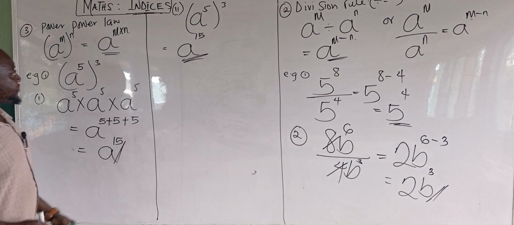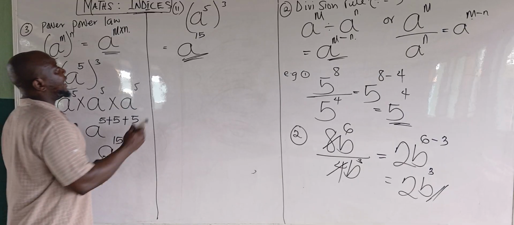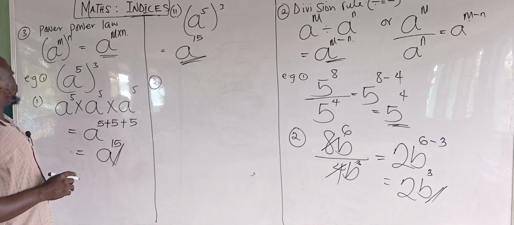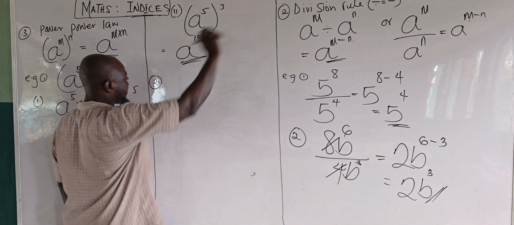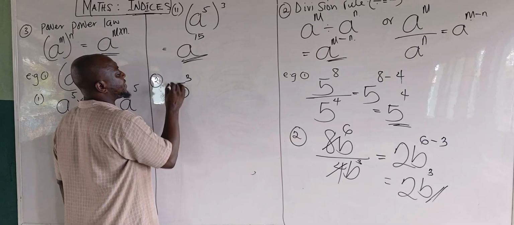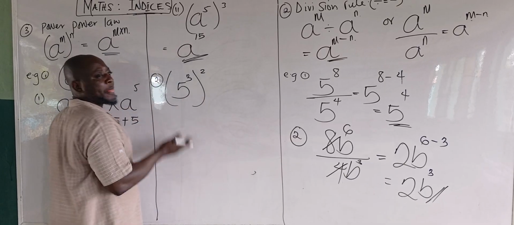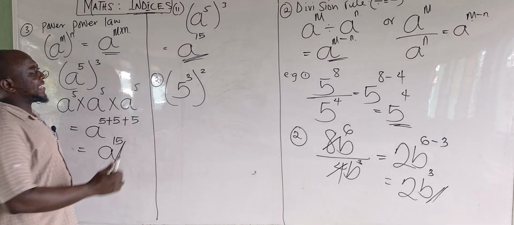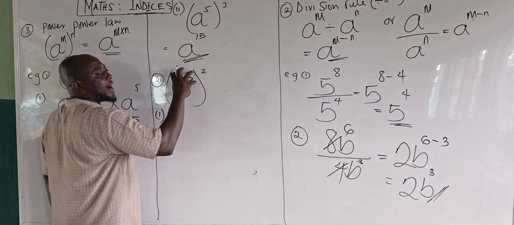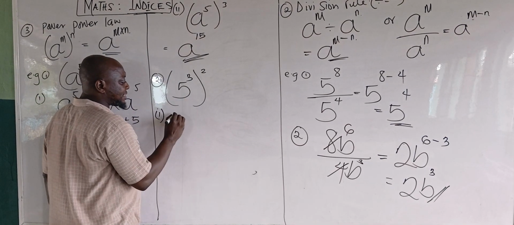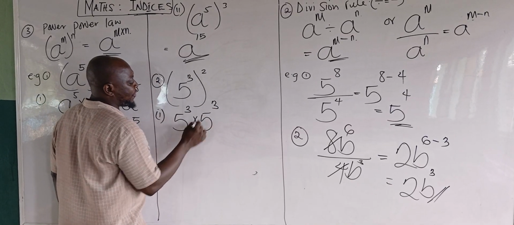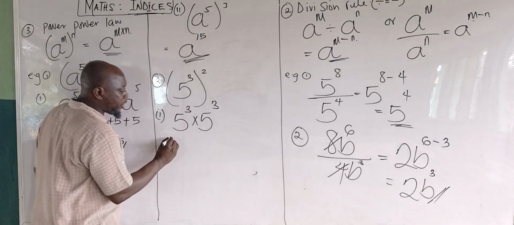On this one now, this is the first example. Let's deal with example 2. How do we do this one? What if we have 5 raised to the power of 3, all raised to the power of 2? What is the meaning of this? Same thing. First rule. If you want to use the first method, you can simply write everything in the bracket twice. That means 5 raised to the power of 3 times 5 raised to the power of 3.